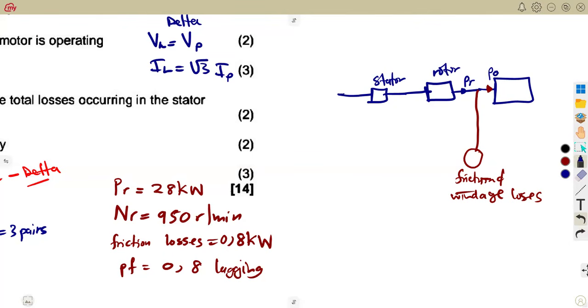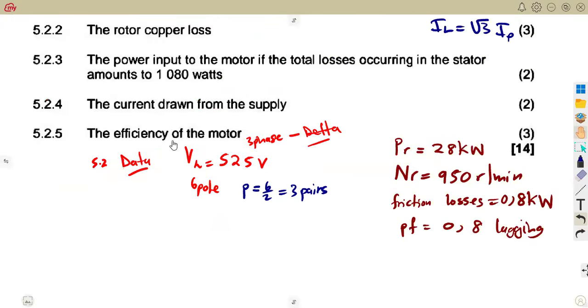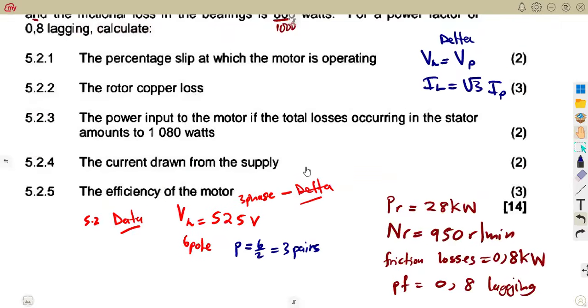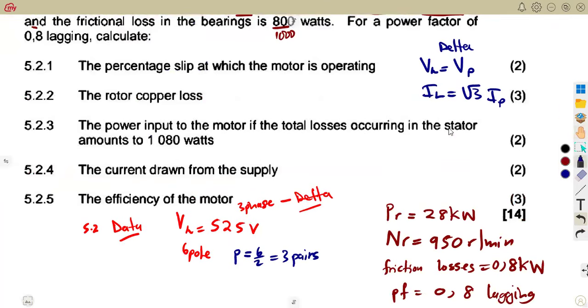So that was important for you to know that this is not the output. This one, while running the rotor power, then we've got the output when the losses now are considered. All right, no problem. Let's consider our questions. Let's see how we're supposed to attempt these questions.